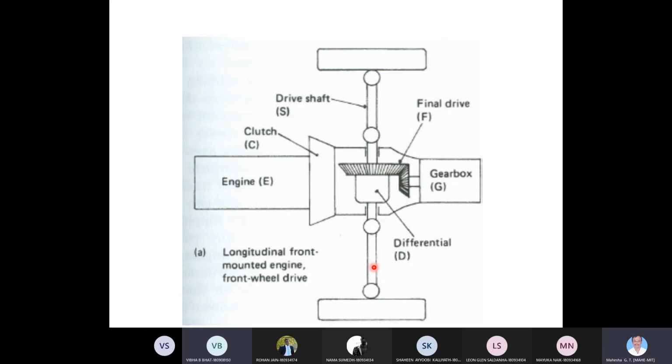Should I wait or shall I proceed? Just a minute. So this is from the slide, sir.